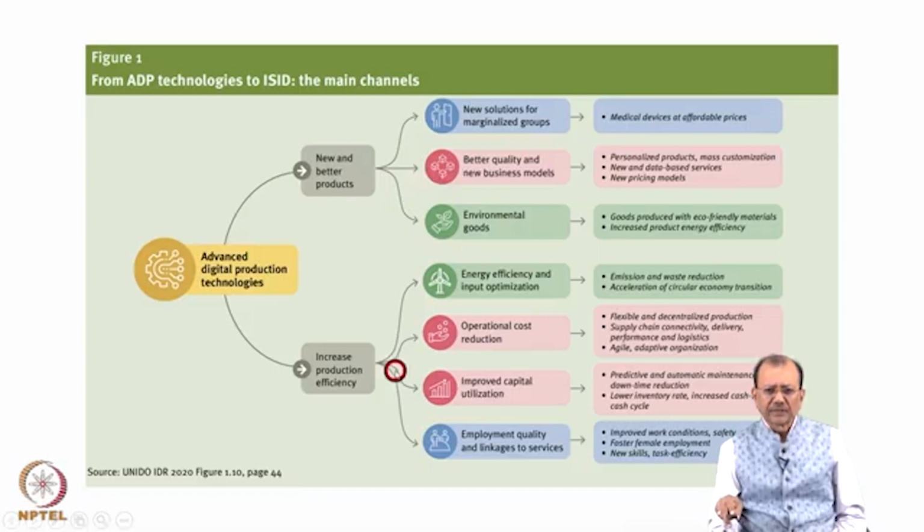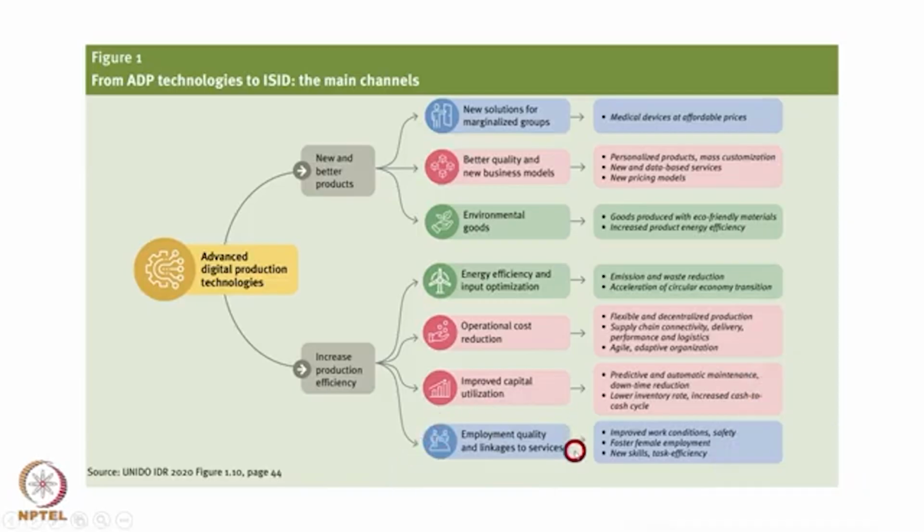So, this is something which is possible now: operation cost reduction, improved capital utilization, employment quality and linkage to service. The important thing is that employees, the staff of the company, now have good gadgets, so they need not put in so much labor. They now have technology in their hands to do a task which earlier may have taken 2 hours, and now it may take only 15 or 20 minutes.